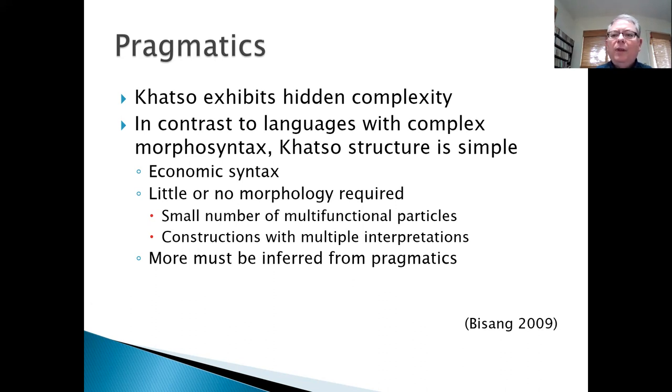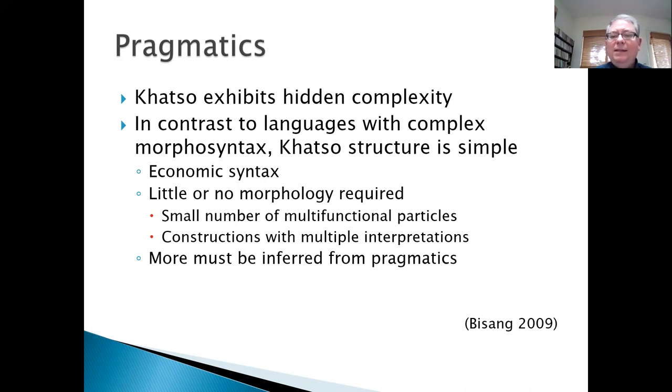So what's been pointed out in this hidden complexity is that you have economic syntax, you have little or no morphology, and you have a small number of particles that are often multifunctional. Now, I've not stressed that very much up till now, but I can tell you that most of the grammatical particles in Khatso can occur in different constructions for different functions, meaning that any given phrase might be able to be interpreted in more than one way. And therefore, you need context to really help you nail down the specific meaning in the specific moment.